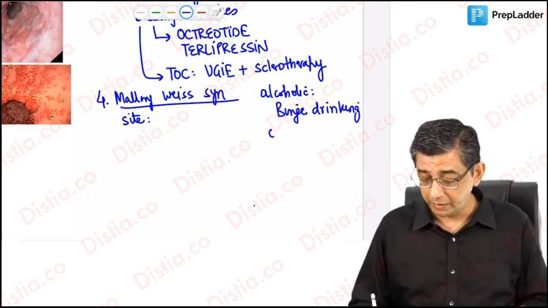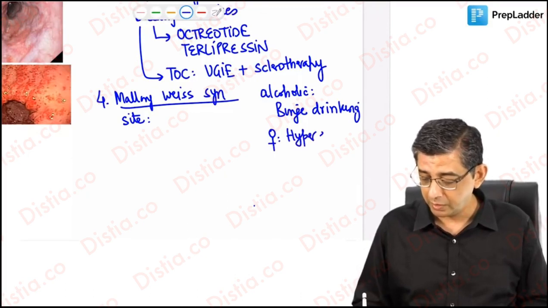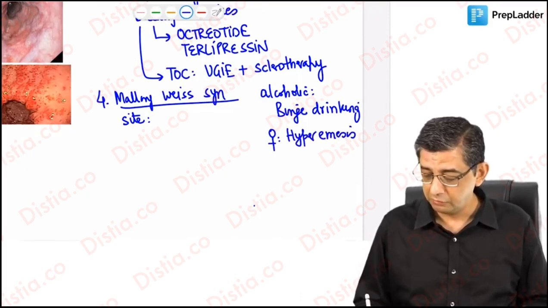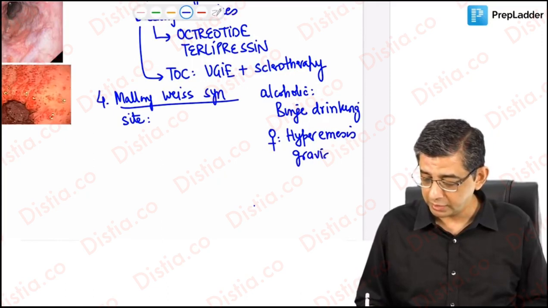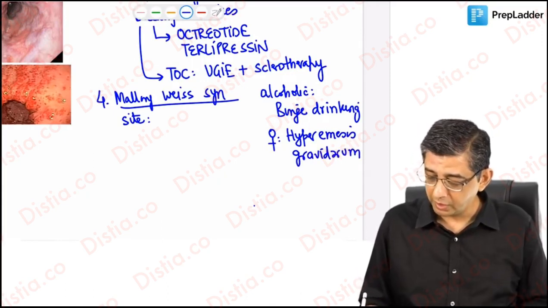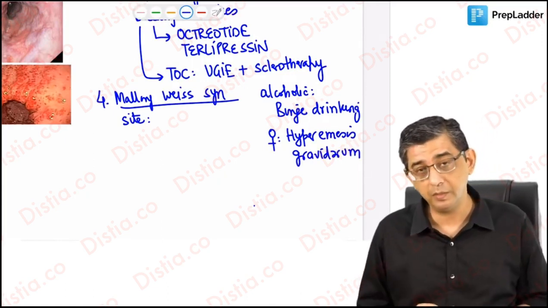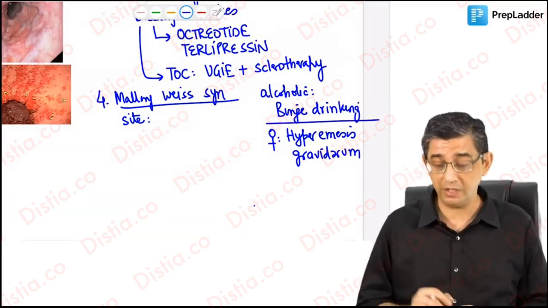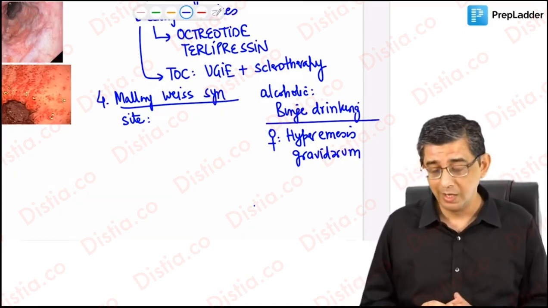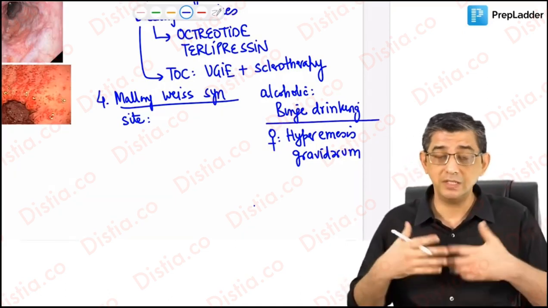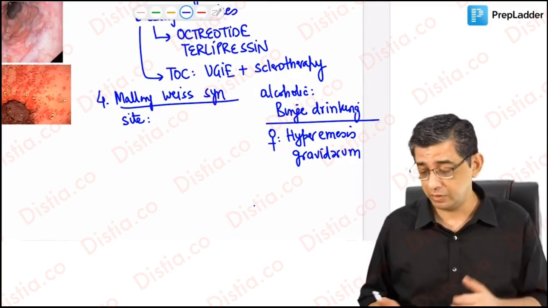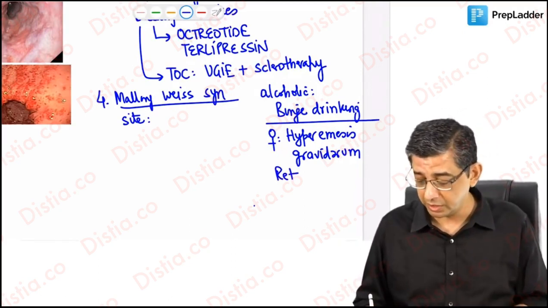Or it could be a pregnant lady. She's in the first trimester and she's suffering from hyperemesis gravidarum. Whenever you read these two statements, that is binge drinking or hyperemesis gravidarum, and the person is having an extensive amount of vomiting, there's a definite possibility that the person will start retching.